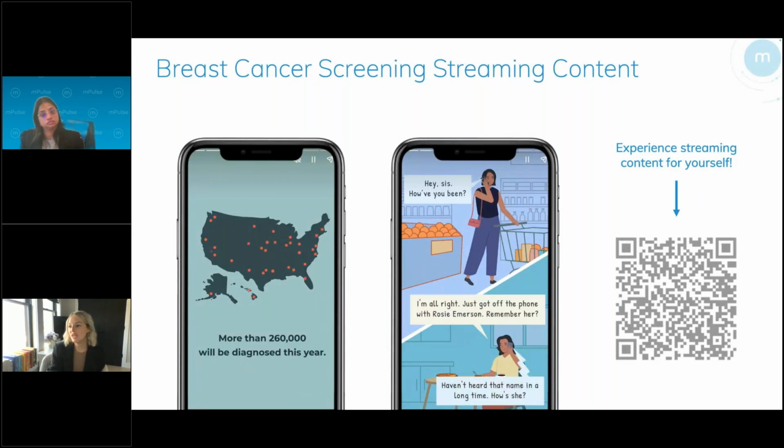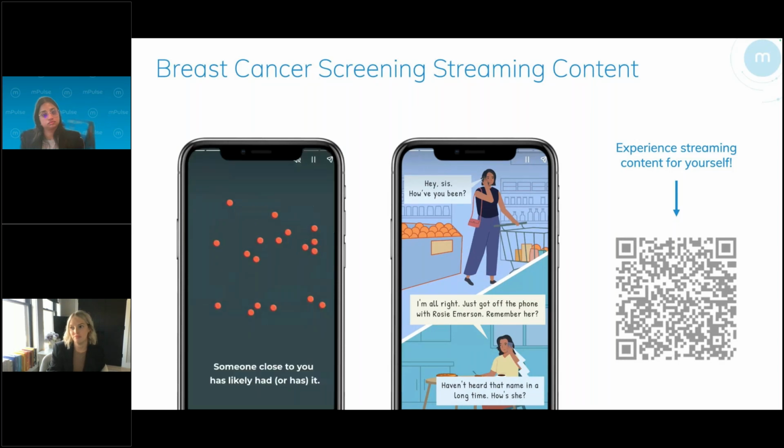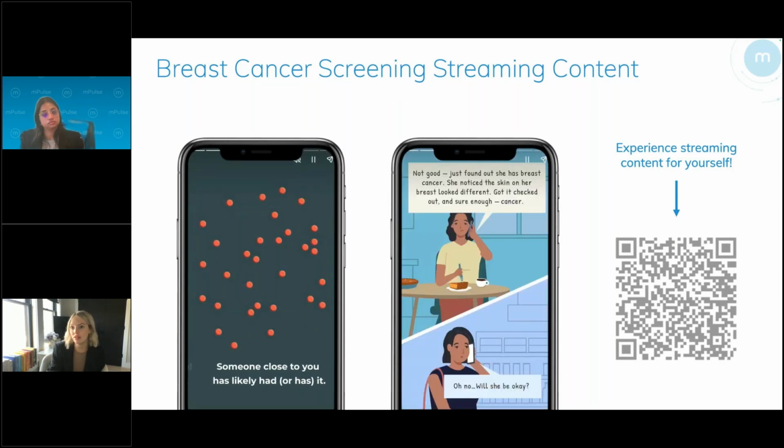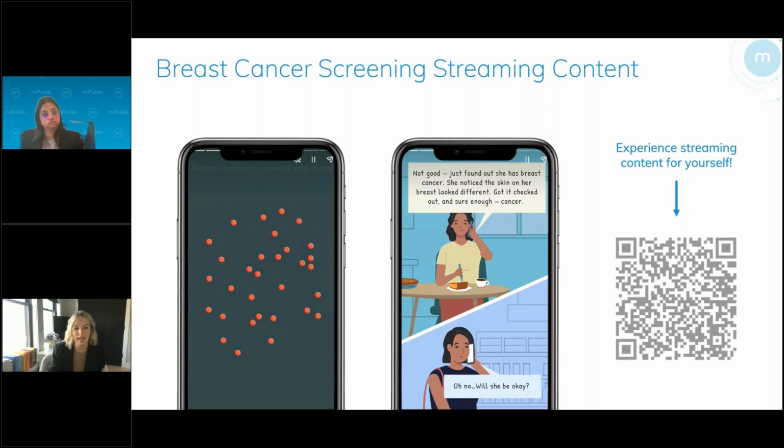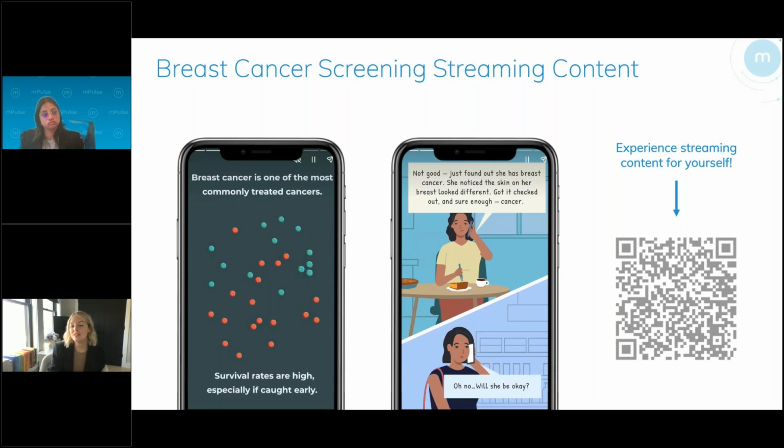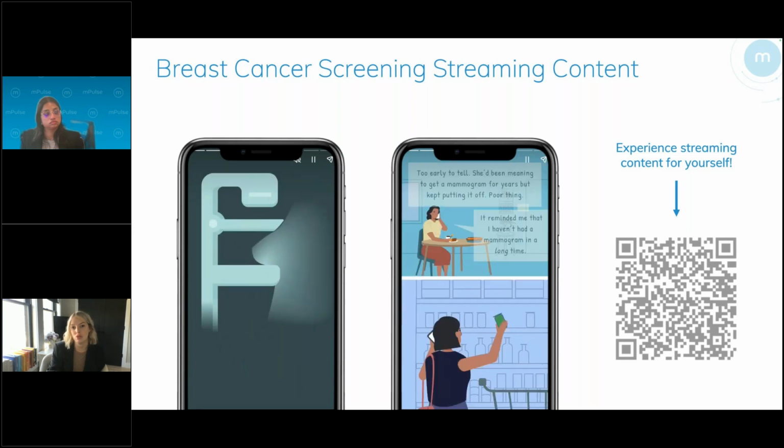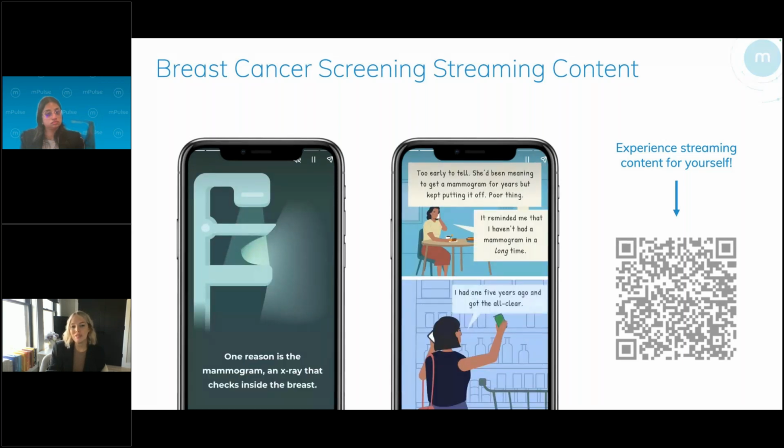So as we mentioned earlier, stories are powerful. They are activating all those different parts of the brain and tapping into emotions. What you're seeing on the screen here is two examples from our breast cancer screening solution. Why did we use stories? Again, because of the power, but also as it relates to breast cancer screening.